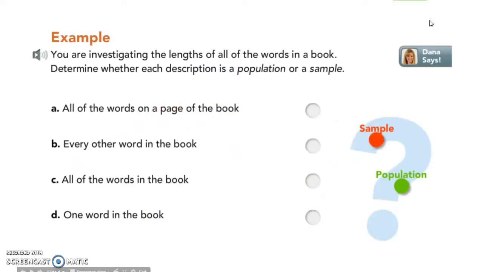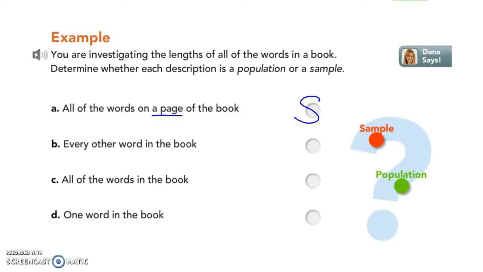Alright, you don't have to copy this down. Just follow along with me and decide what each of these should be. We're trying to decide, is it the sample or is it the population? Alright, all of the words on a page of the book, would that be sample or would that be population? That should just be a sample. It's just on one page of the book. So this is a sample. It's not the whole book, right?